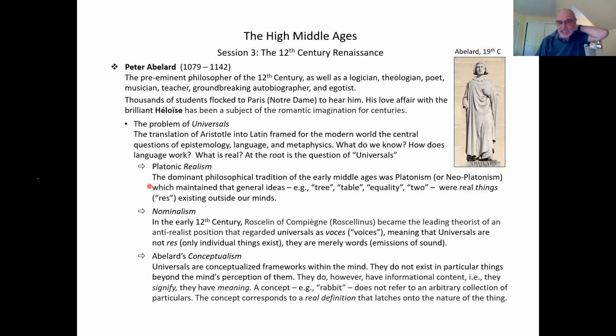He is a logician, a theologian, a poet, a musician, a master teacher, a groundbreaking autobiographer, and an egotist without equal, as we'll see in some of the statements. Thousands of students flocked to Paris.